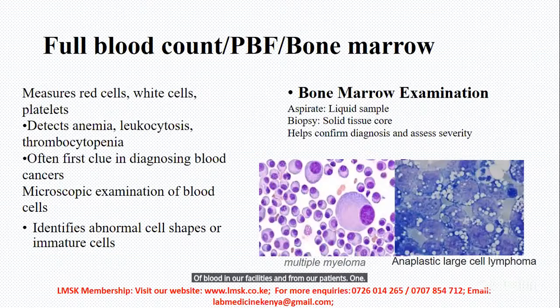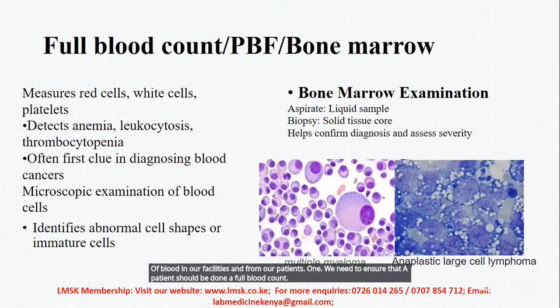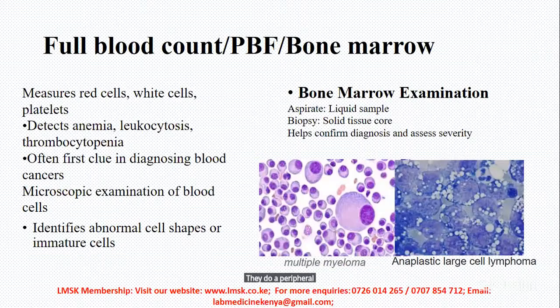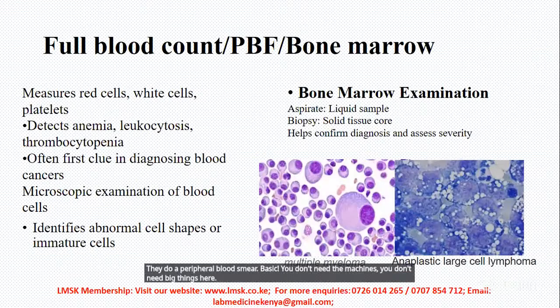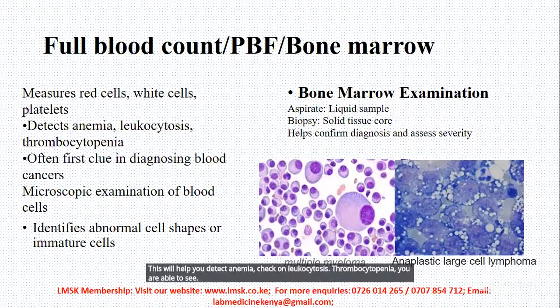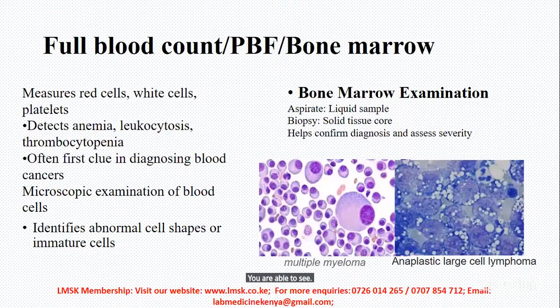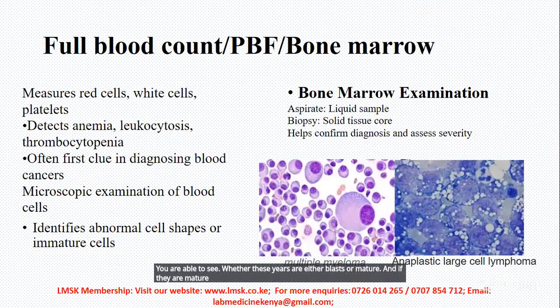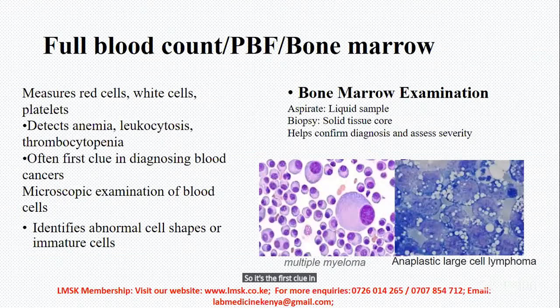One, we need to ensure that a patient is done a full blood count. They do a peripheral blood smear. It's basic, you don't need the machines, you don't need big things here. You are going to measure the red cells, the white cells, and the platelets. This will help you detect anemia, check for leukocytosis and thrombocytopenia. You are able to see whether these cells are either blasts or mature. If they are mature, which type? If they are blasts, what are they? So it's the first clue in diagnosing blood cancer.